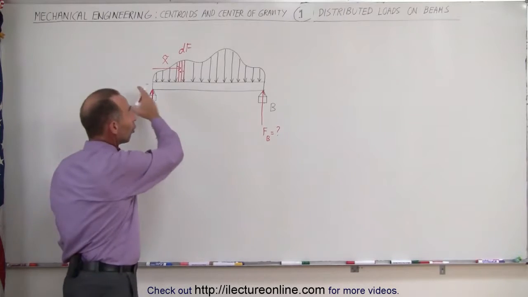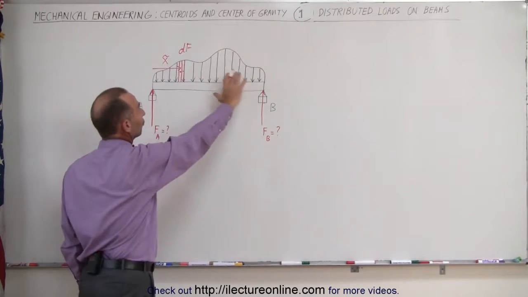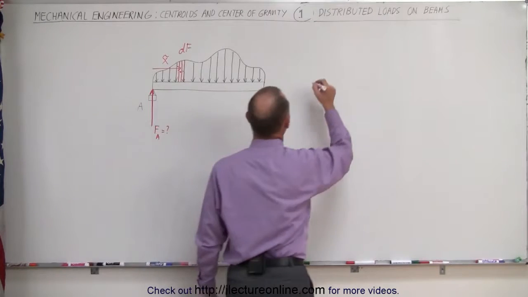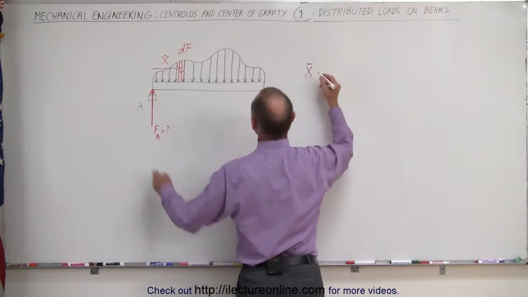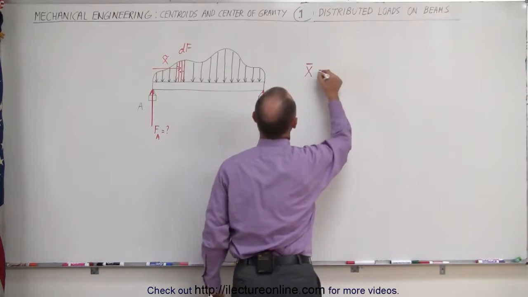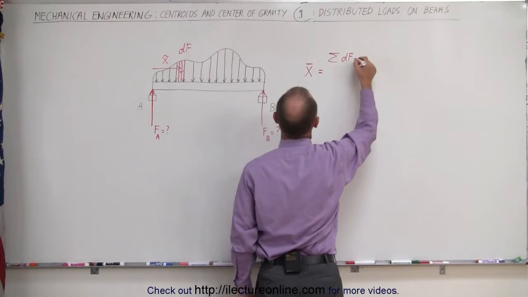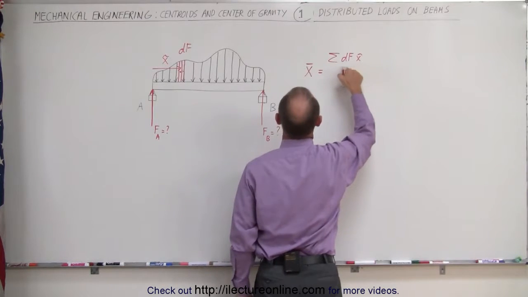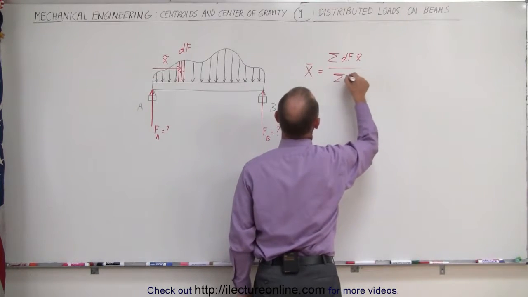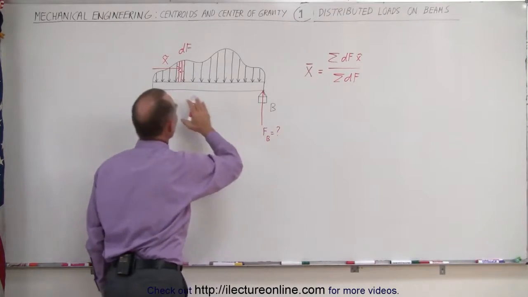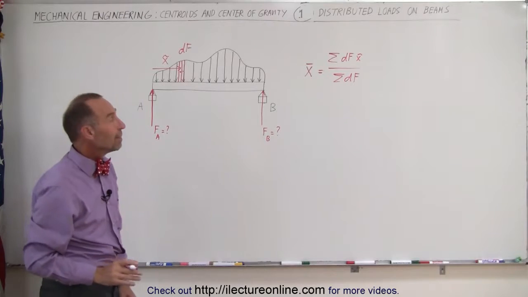If we add them all up for the whole beam and divide it by the total force acting on the beam, we can then actually find the centroid. So the concept here is that the centroid for all the forces combined is equal to the sum of all the small little forces, let's call them small little df's, times the centroid of each of the df's, divided by the total sum of all the forces, and that gives us the location of the centroid where all the forces are acting on the beam.